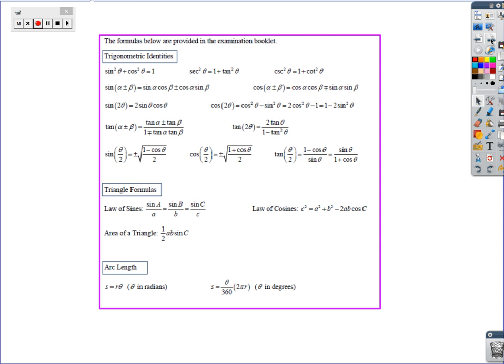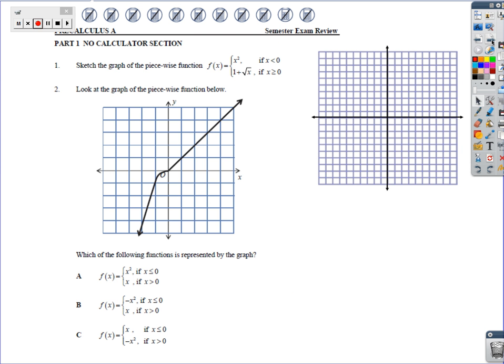Okay, guys, we're going to start with the first problems. We're going to go through pages 1 through 5, and we're going to start by sketching a piecewise function. If you notice, the first function is y equals x squared, but we want it for all values less than 0. So if you remember, y equals x squared has its vertex at 0, 0.